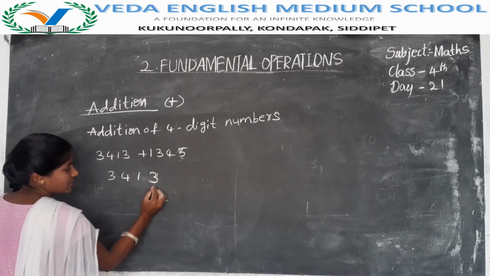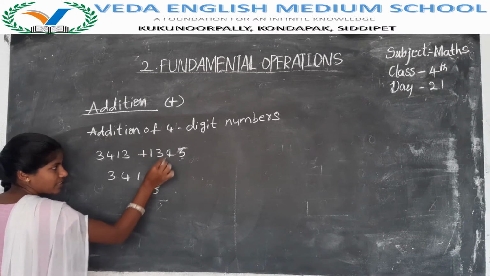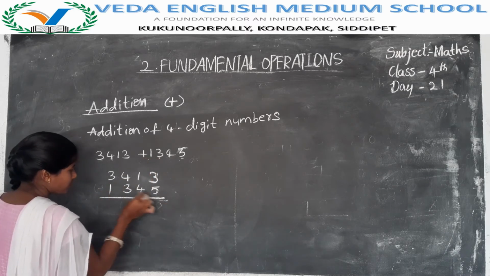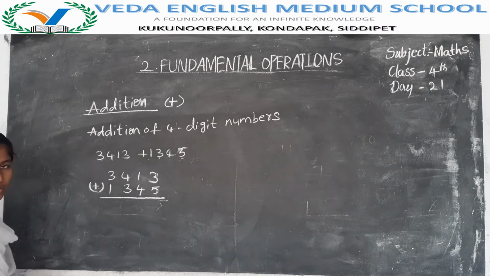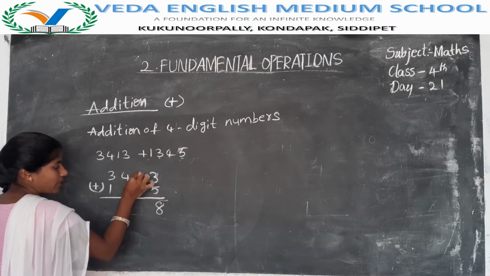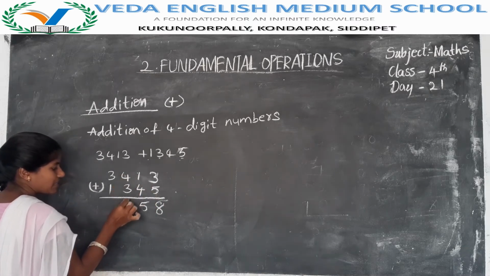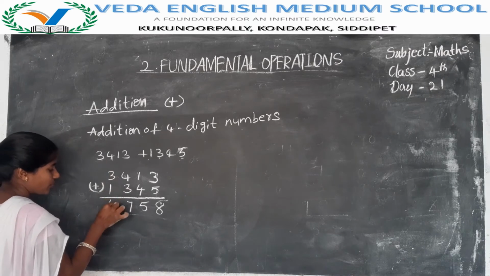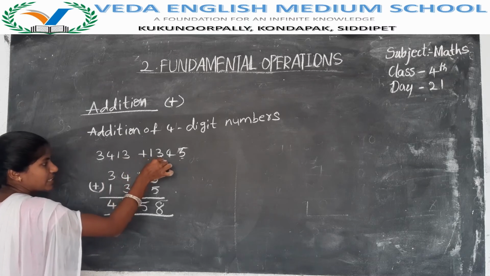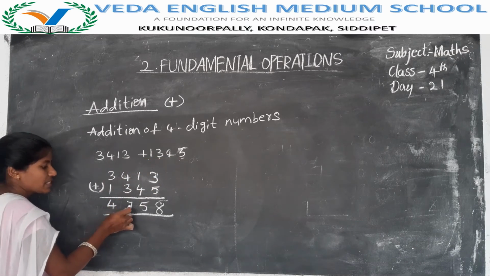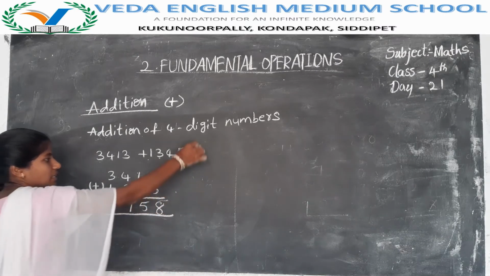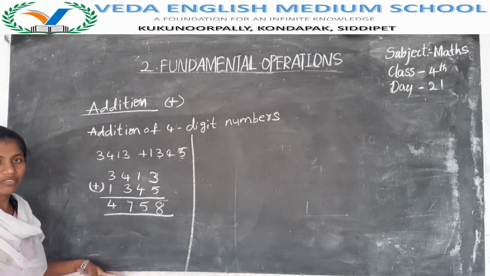In the right side, what is the first digit? 5. Where do we write 5? Straight below 3. Next 4, next 3, next 1. Plus. Okay? Now add this. 3 plus 5 is 8. 4 plus 1 is 5. 4 plus 3 is 7. 3 plus 1 is 4. The sum of 3,413 and 1,345 is 4,758.